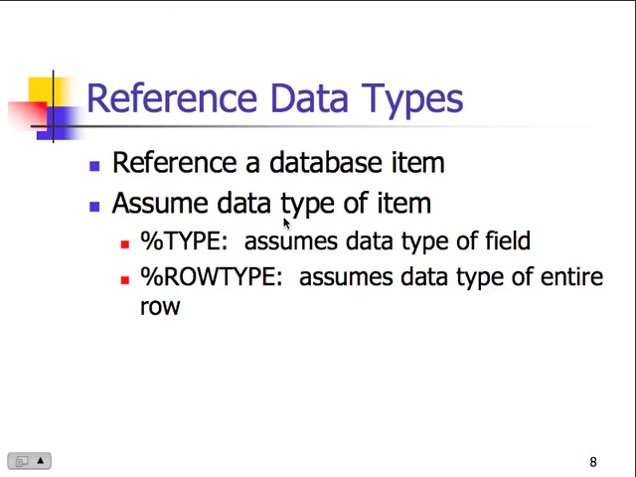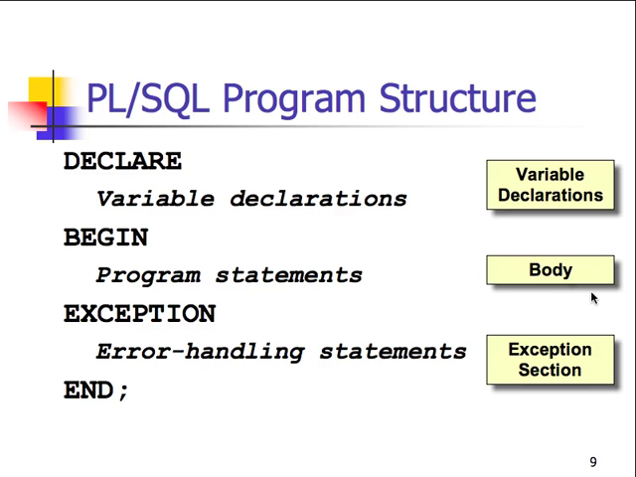So to assume the data type of an item, in terms of the wildcard characters, %TYPE assumes the data type of a field. %ROWTYPE assumes the data type is an entire row. So you can get a row as a result from a database query, take the row and manipulate the data. So you're looking at first name, last name, all the different pieces and parts of the data to make more sense out of that. So here's some program structure information.